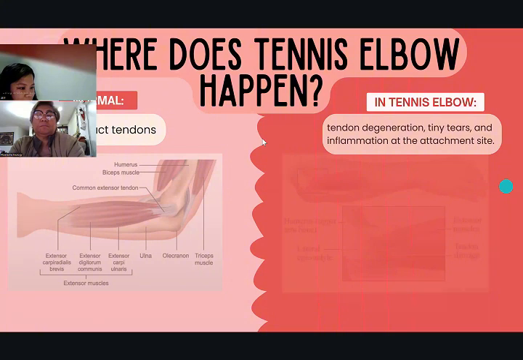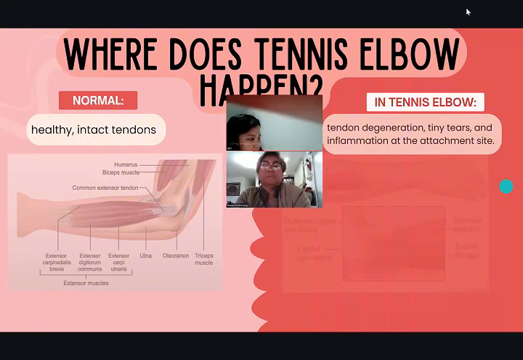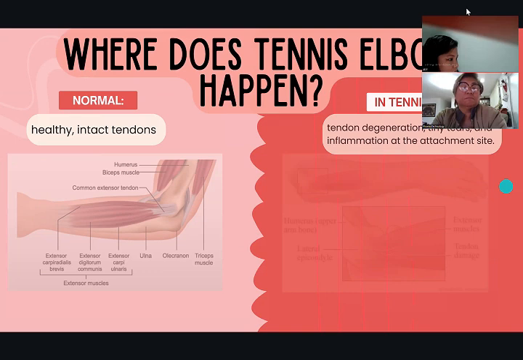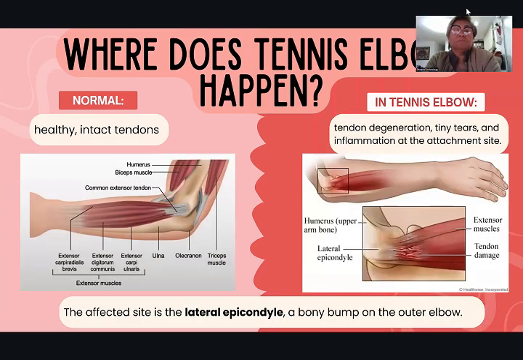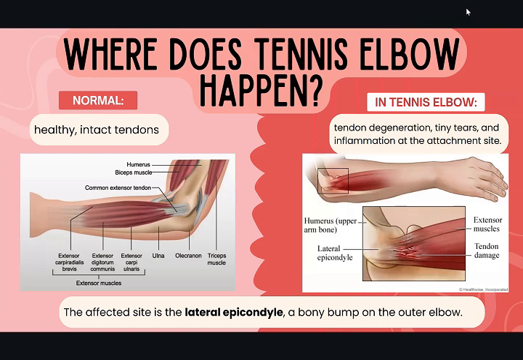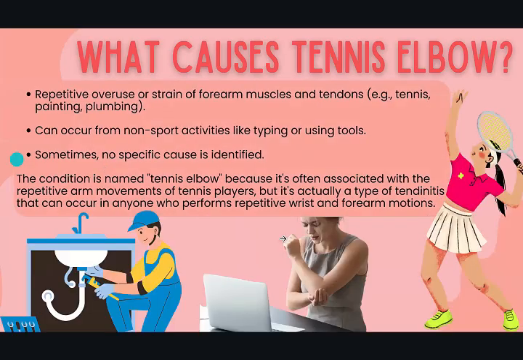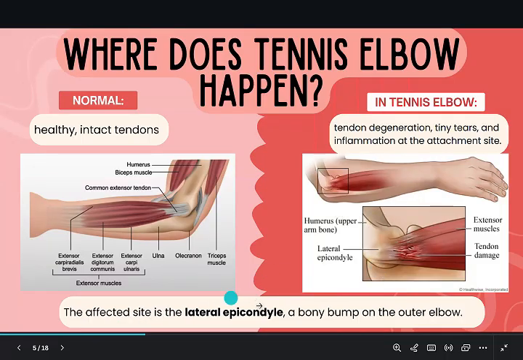So where does the tennis elbow happen? Ito ang normal: healthy intact tendons. Pag may tennis elbow, may tendon degeneration, tiny tears, and inflammation at the attachment site dito. The affected site is the lateral epicondyle, a bony bump on the outer elbow.